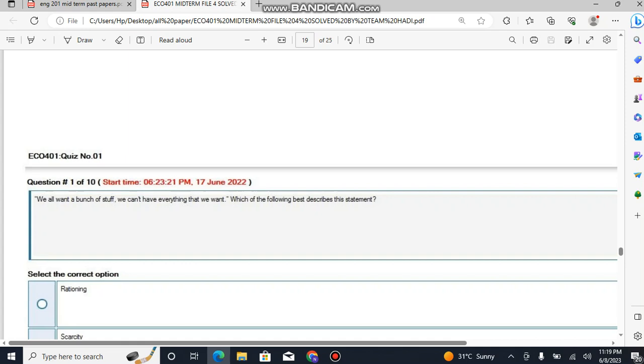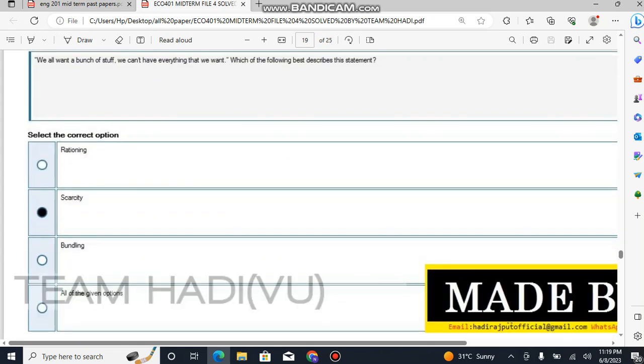We all want a bunch of stuff. We cannot have everything that we want. Which of the following best describes this statement? Scarcity.